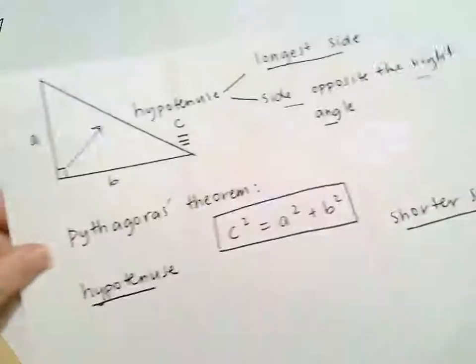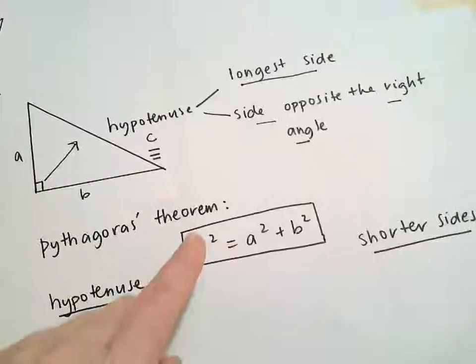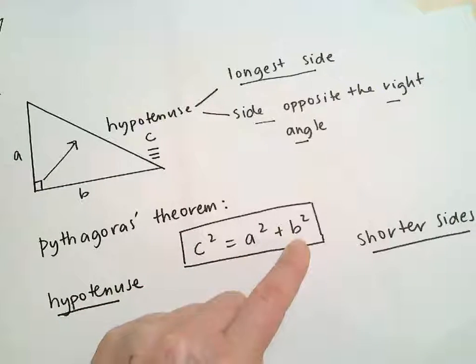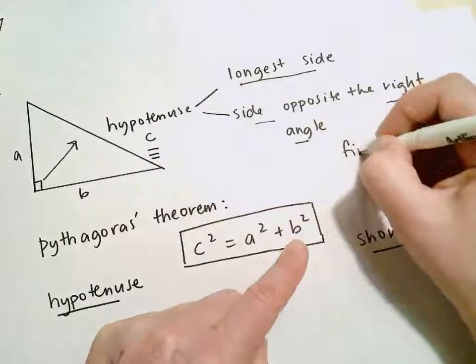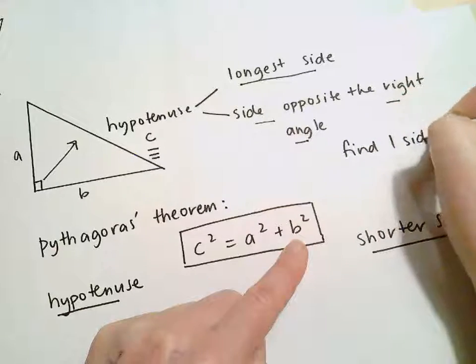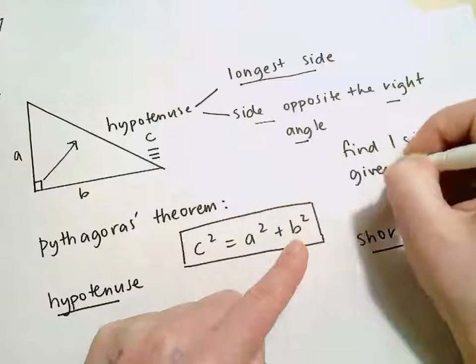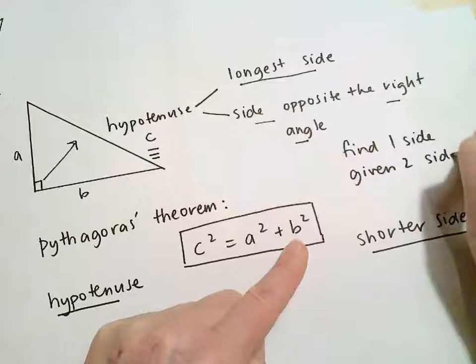So what do we use Pythagoras' theorem for? Well, it's got three sides involved in our formula, and so we use it when we're trying to find a side given two other sides. So we use it when we're trying to find one side, when we're given two sides. So that's when we use Pythagoras' theorem.